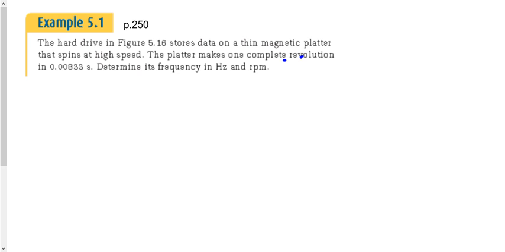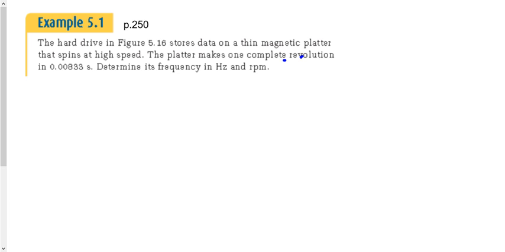In 0.00833 seconds. So we got like 8/1000ths of a second it takes this thing to spin around once. We want to know its frequency in hertz, which is the standard unit, but also in RPM. What does RPM stand for, you think? Yeah. Good, revolutions per minute. So revolutions or rotations per minute. Hertz is rotations or revolutions per second. RPM is rotations or revolutions per minute.